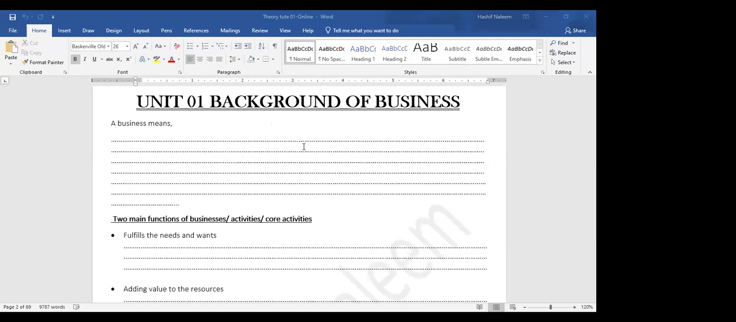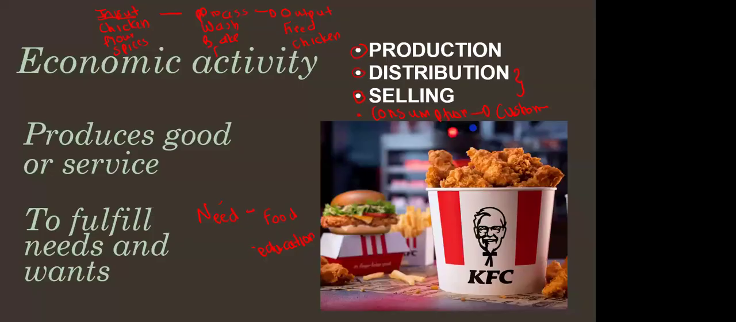Okay, did you all write it? Any economic activity which produces goods and services to fulfill human needs and wants. Use a color pen, and underline the keywords with your handwriting. Okay, fine. We'll move on to the next point. Guys, in the slides which I'm showing, if you want any extra stuff written as an extra note for your preference, you can write it.